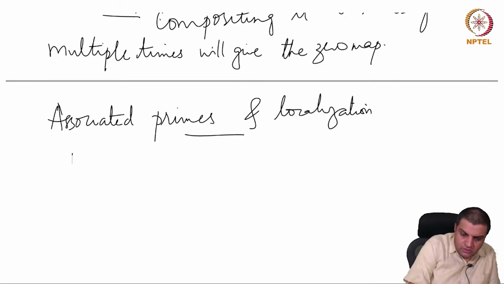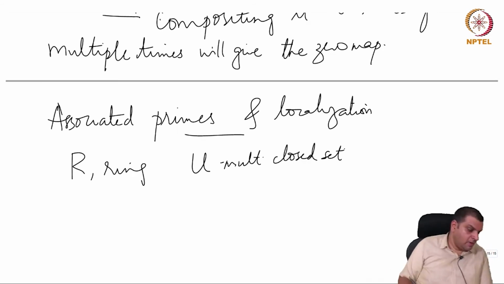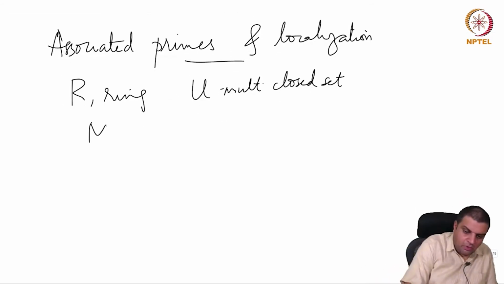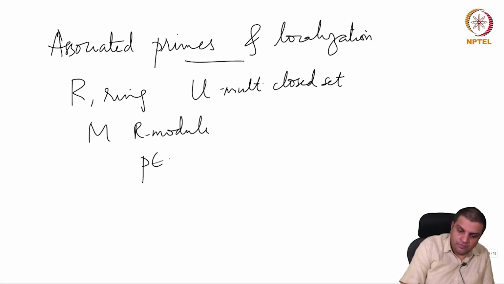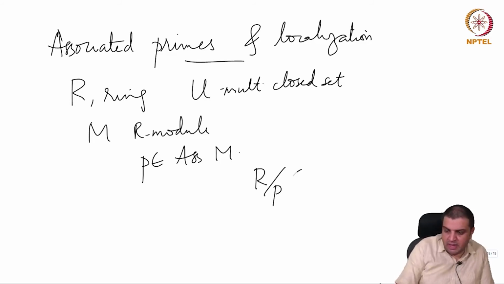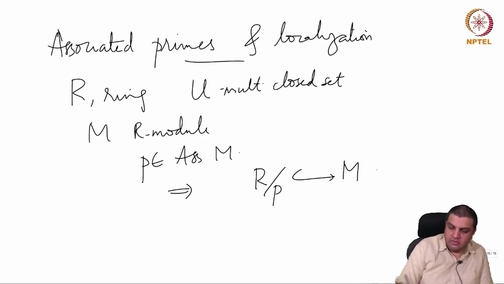So this is the situation. R is a ring. U is a multiplicatively closed set. And M is an R module. Suppose that P is associated to M. Then what does this say? This says that there is an R linear, injective map from R mod P to M.